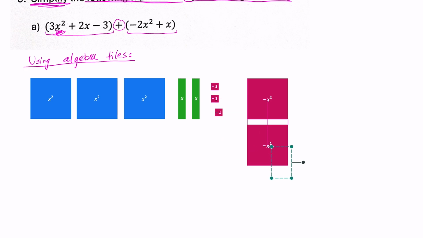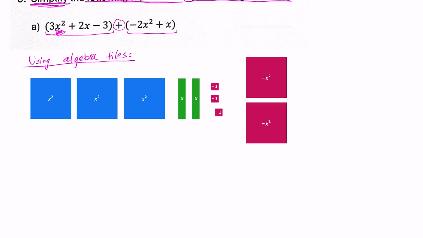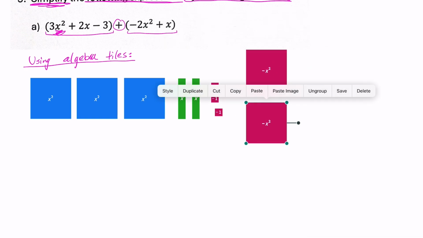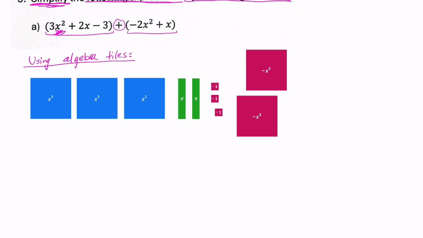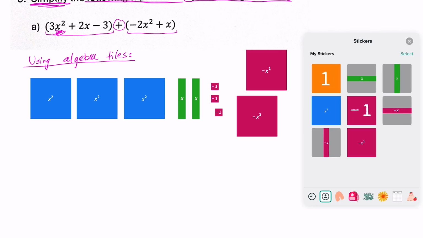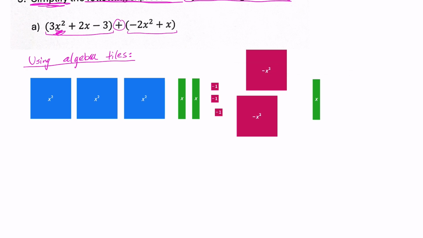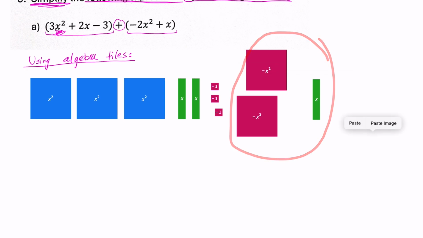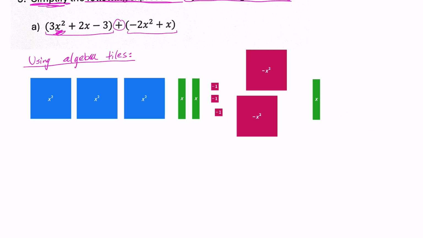So that's 2 negative x's right there. And really I'm just combining tiles, so it doesn't matter how I place them. And then I have, last but not least, just 1 positive x. And remember, x's are our rectangles, and it's a positive x, so I'm going to bring in one of these green rectangles. Okay, so right here, I have 2 negative x's and 2 negative x squareds, and I have a positive x right there.